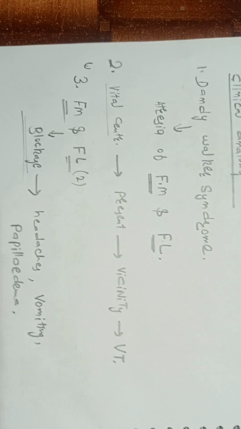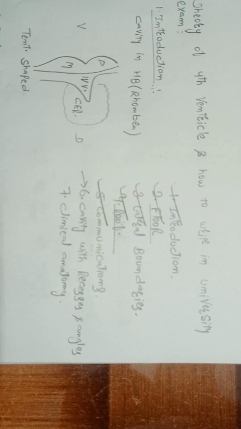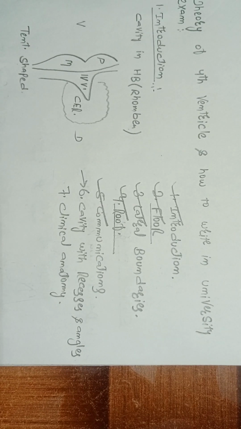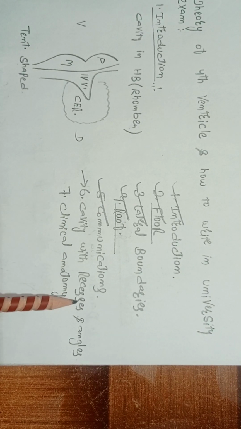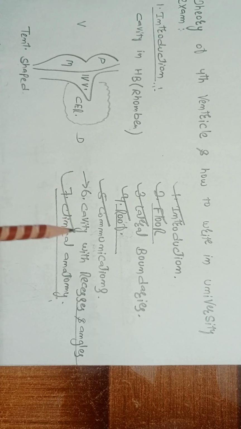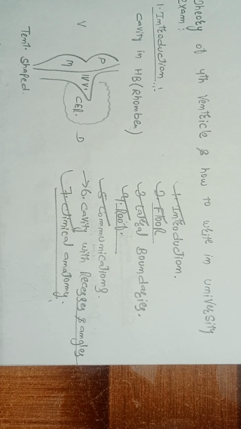So this is all about the fourth ventricle. How to write this answer in university examinations? We have 7 headings: introduction, floor, lateral boundaries, roof, communications, cavity with recesses and angles, and clinical anatomy. I hope these 7 headings make a good answer to the question of the fourth ventricle.